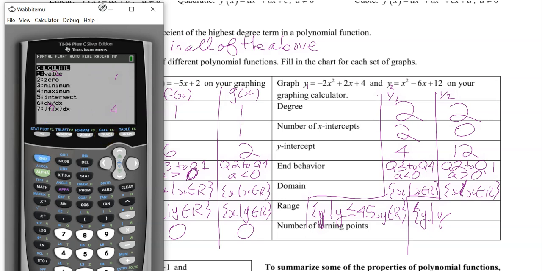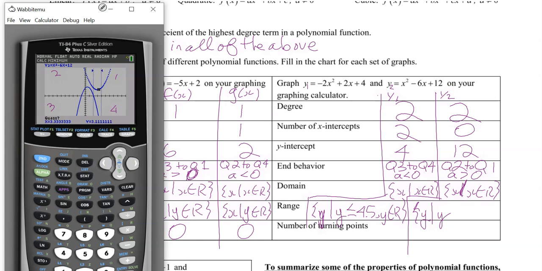Let's do second calc. This time we're going to do the minimum. So to switch from graph one to graph two, I'm just going to use the up or down arrow, and it'll just jump from one graph to the other. And it wants a left bound, so I'm just going to move closer to the bottom. Hit enter. It wants a right bound, so I got to move past the minimum and back up a little bit, and then a guess.